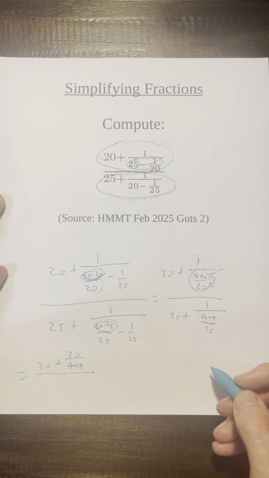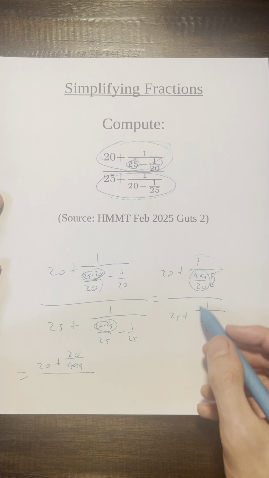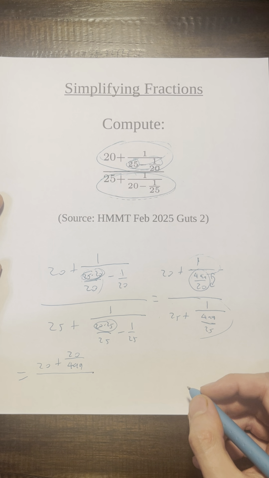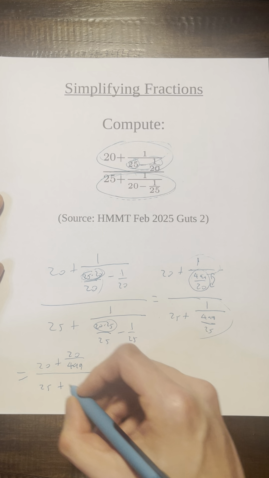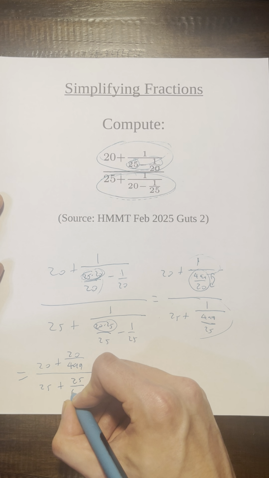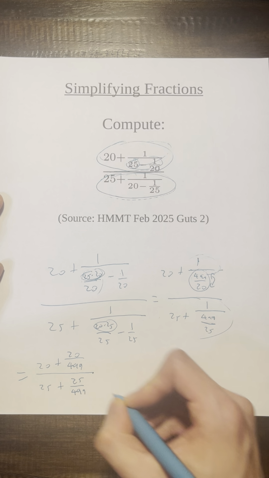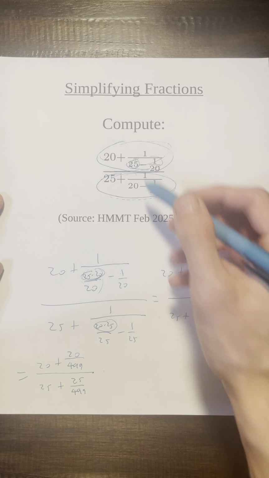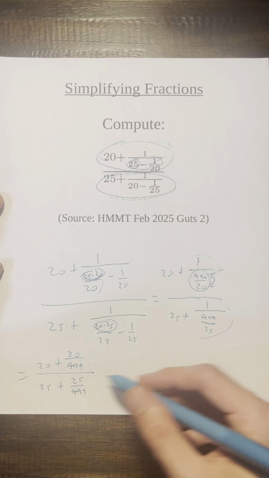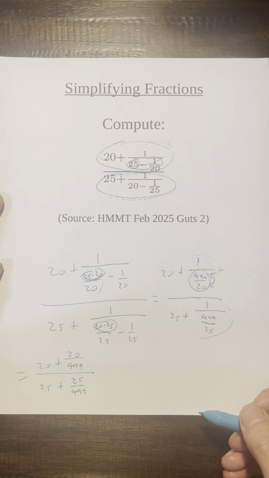Okay, I'll give you a second to pause the video and repeat my steps with this. Okay, what did you get? You should have gotten 25 over 499. Okay, so this looks much simpler than this, but how do we simplify this further?